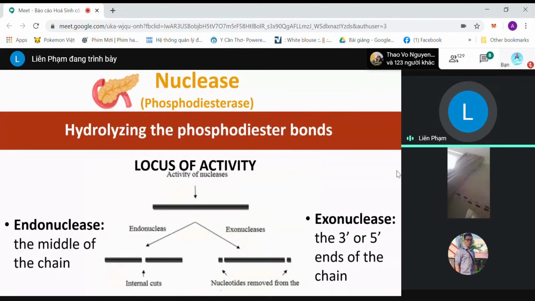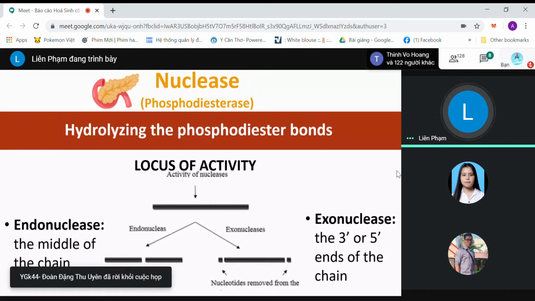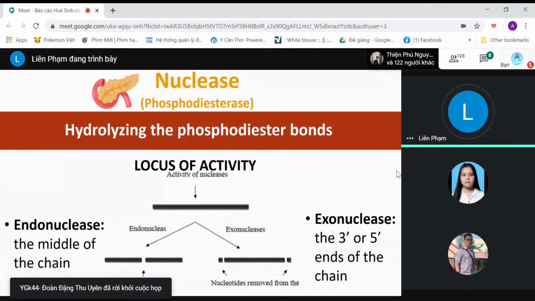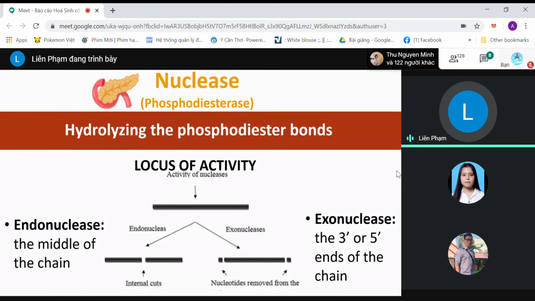There are many ways to classify nuclease enzymes. They can be classified depending on the active position of the enzyme on the nucleic acid molecule, or depending on the substrate. The most common way is classifying depending on the position. We have two types: endonuclease and exonuclease. If you read some documents, you can meet the classification depending on the substrate, I mean RNA or DNA. Then we have deoxyribonuclease and ribonuclease.